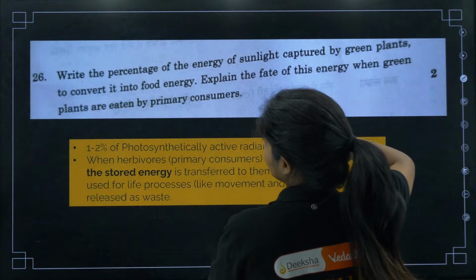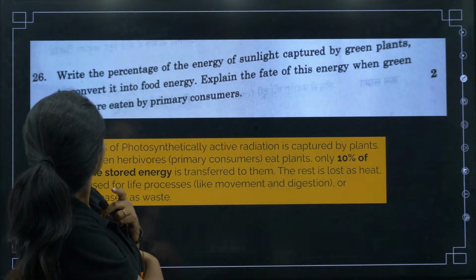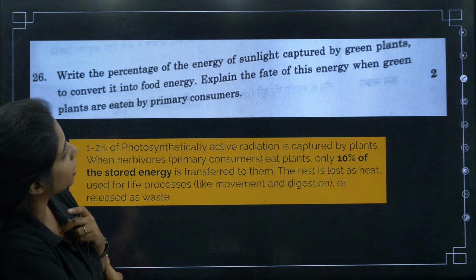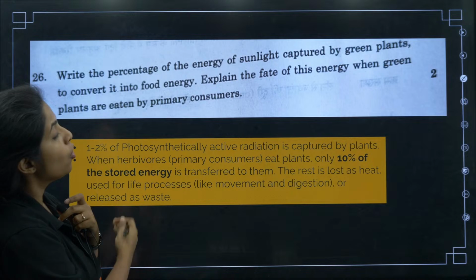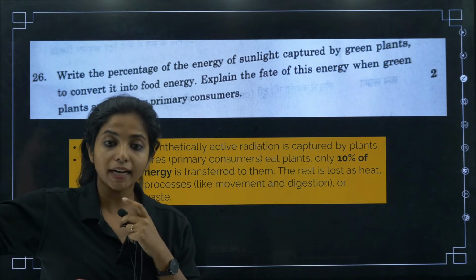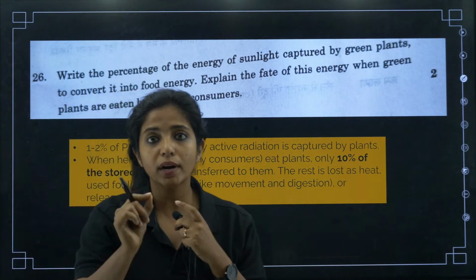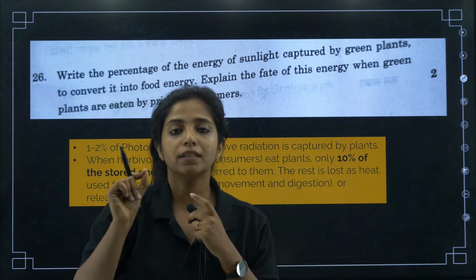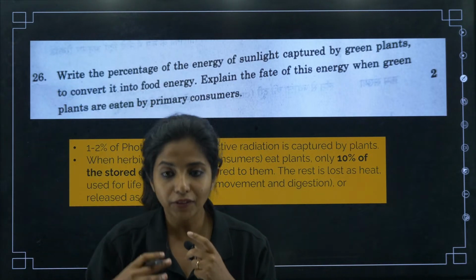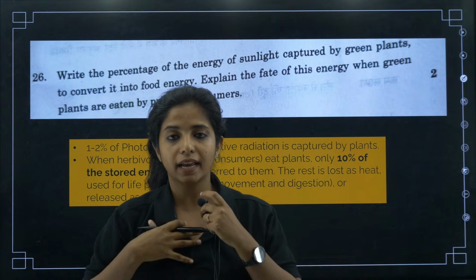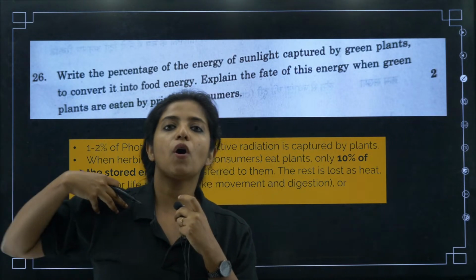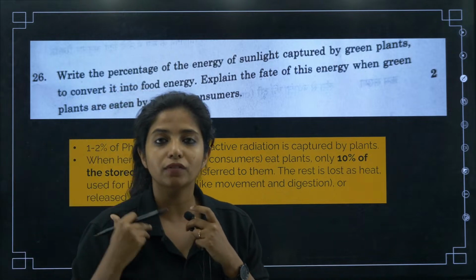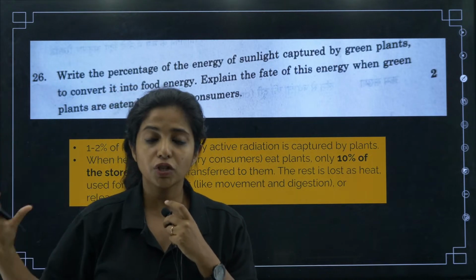Now going ahead. Okay, there's one more question now. Write the percentage of the energy of sunlight captured by green plants to convert it into food energy. So the amount of sunlight that is captured by the plants is 1 to 2% of photosynthetically active radiation. After they capture it, suppose I am a plant, I captured it. Now a herbivore will come and eat me. I am not going to give all of my energy. Only 10% of this energy would be transferred to them. Rest of it will be lost.